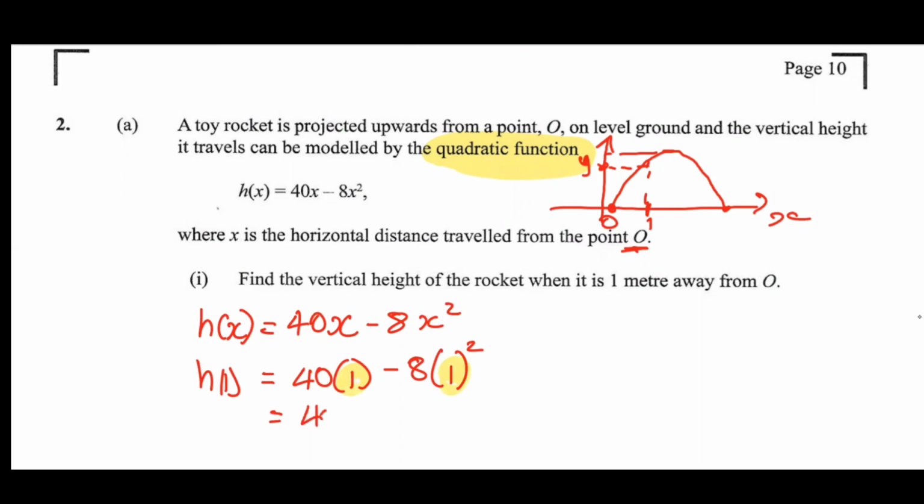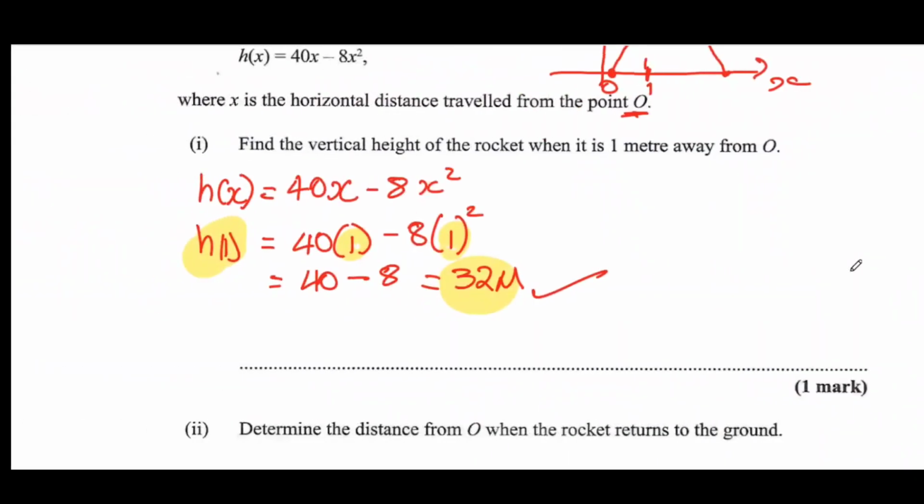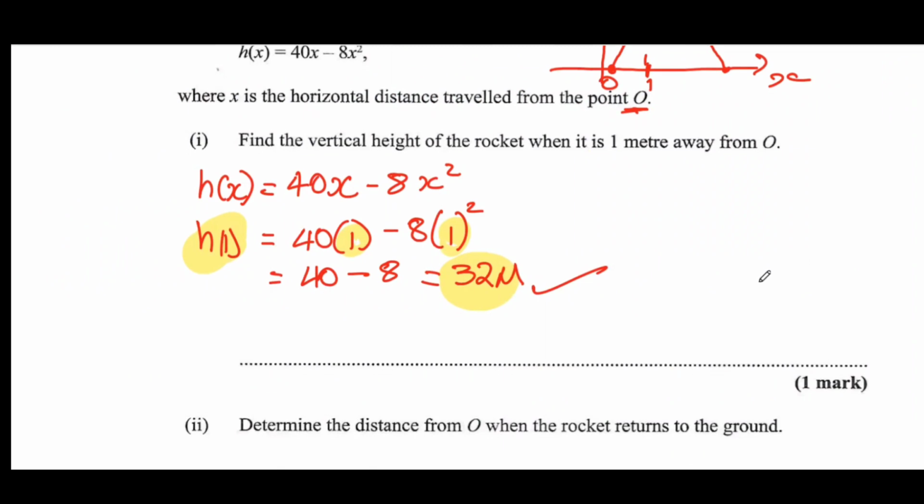So we have 40 minus 8, and this lands us 32. So let us look at this. This lands us 32, so h of 1 is 32. And we're talking about 32 meters in the context of the question, right? 32 meters. So that's what we would have gotten right there.